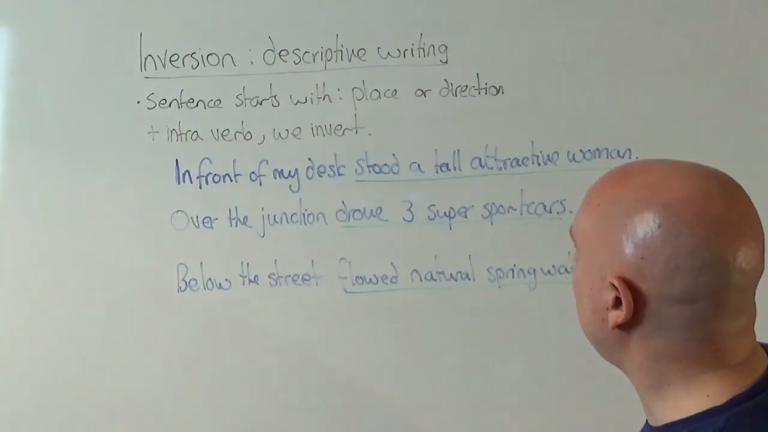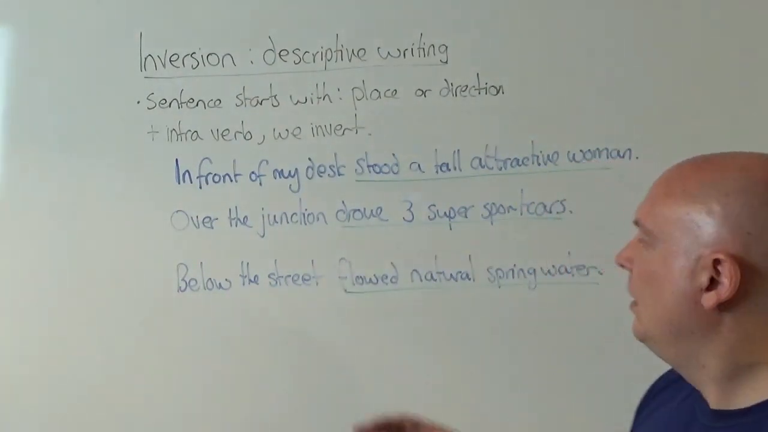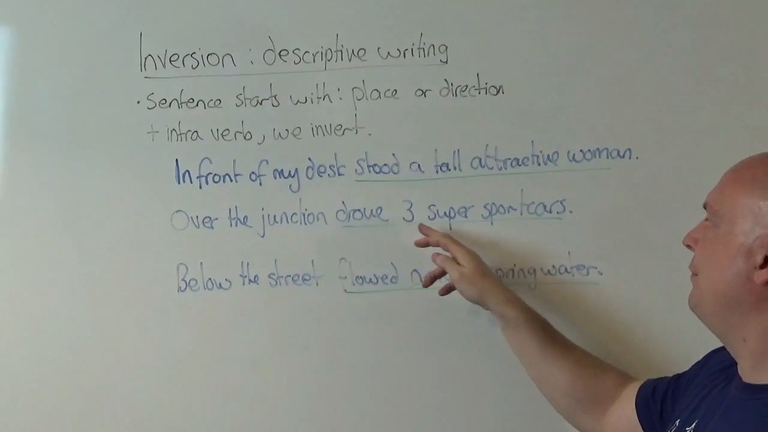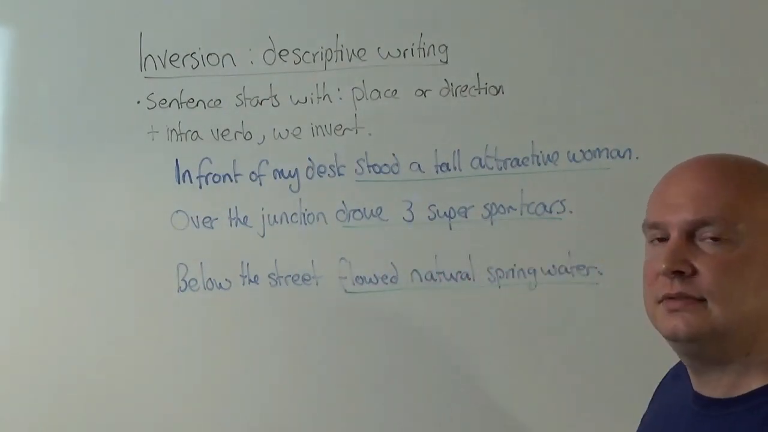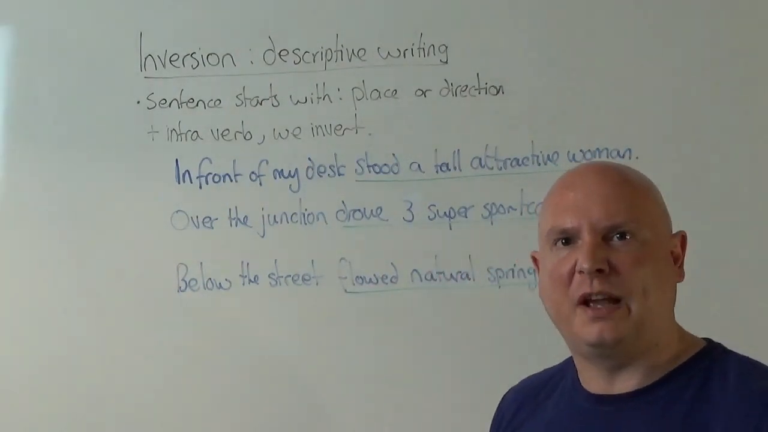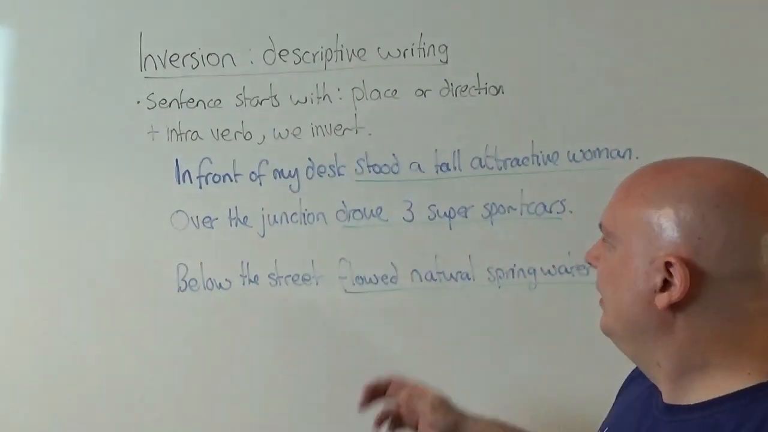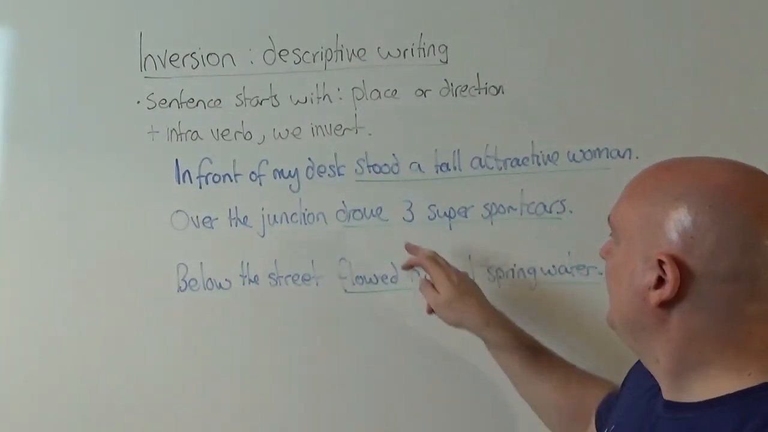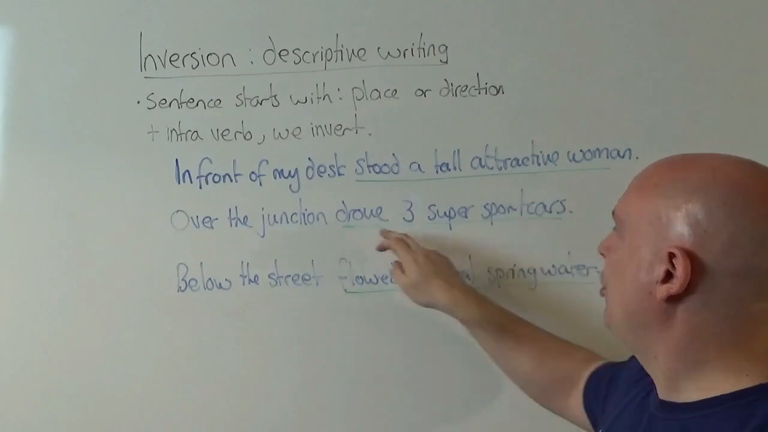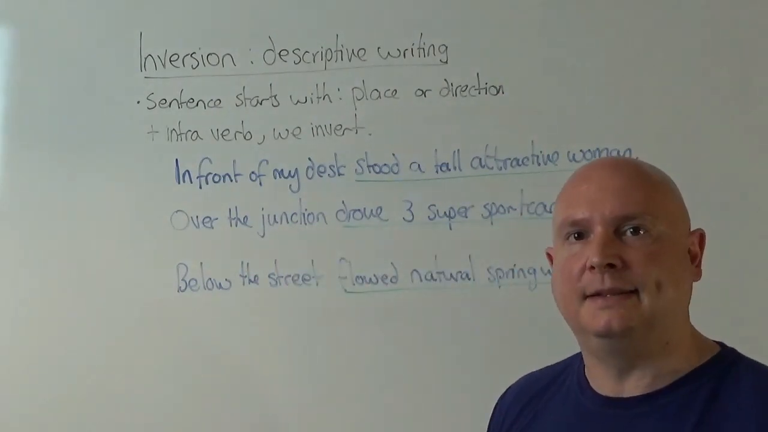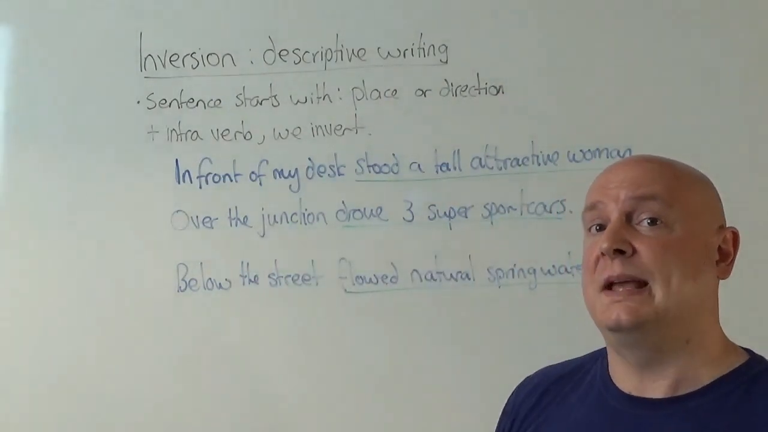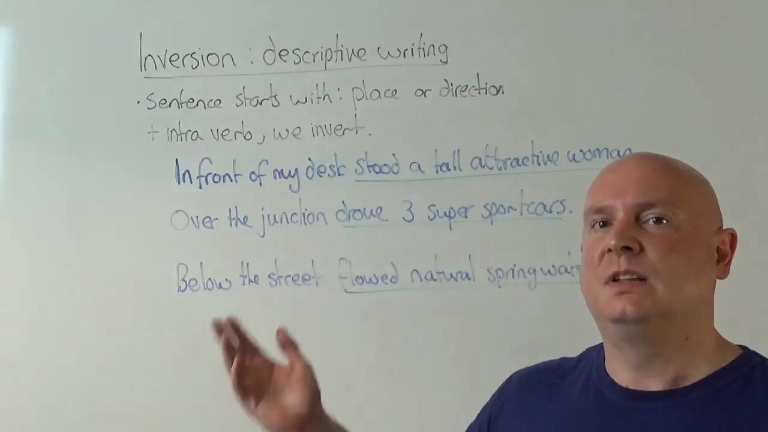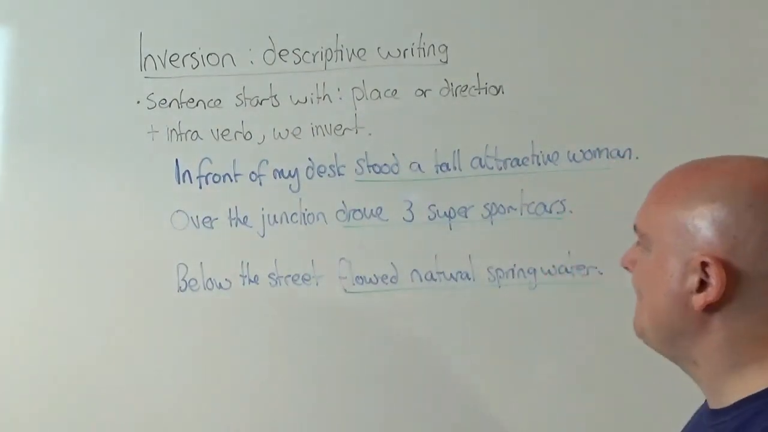The next one. Over the junction drove 3 super sports cars. Sounds really like colourful, like emotional, descriptive. Normal English, 3 super sport cars drove over the junction. That would be standard. But here again, we want to emphasize it using inversion, recipe for success. The last one.